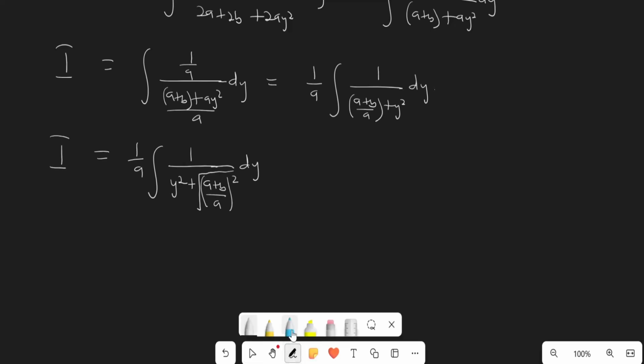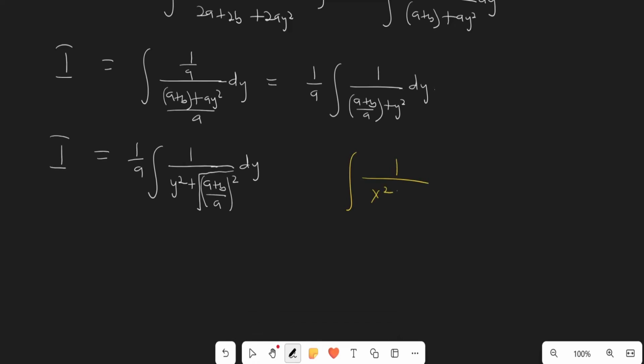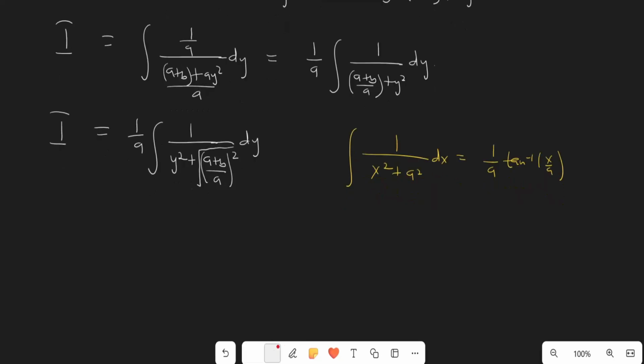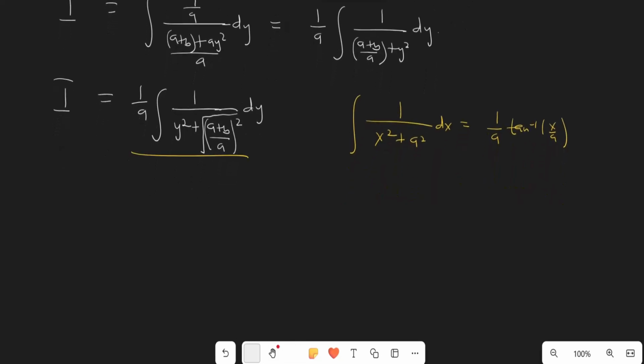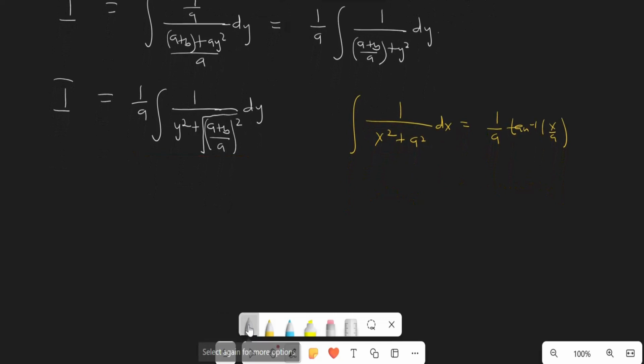And now let's compare this one to the arctan integral. The integral of 1 all over x squared plus a squared dx is the same as 1 over a times the arctan of x over a plus the constant of integration. So this is the same as the arctan integral.